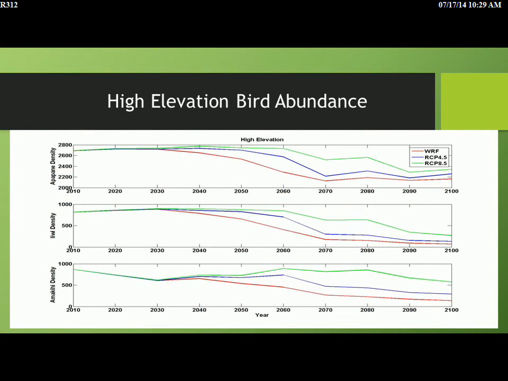So here's what our model predicts may happen as these things progress. This is for high elevations. These are Apapane, Iiwi, and Amakihi. As you can see, the Apapane, there's some decrease in populations at high elevations, but it's not really dramatic. They seem like they're going to probably be okay.